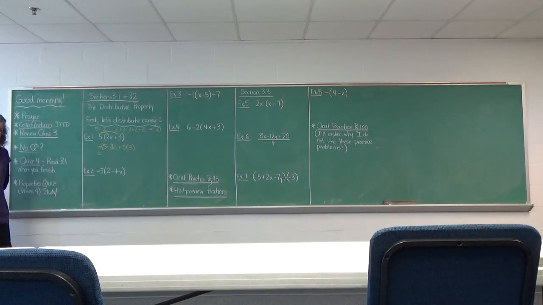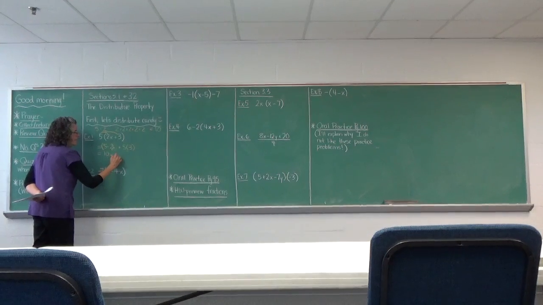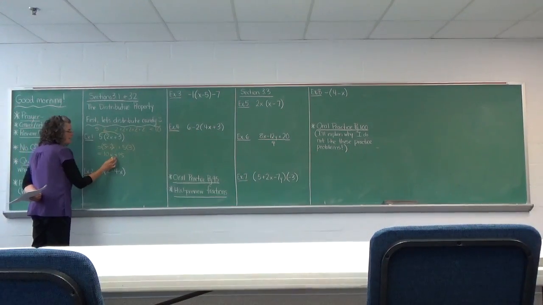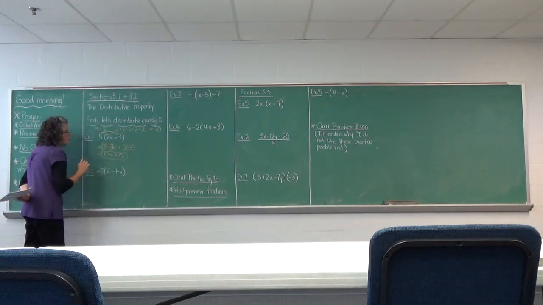I just associated it, didn't I? So what is 5 times 2? 10. So this is just 10x plus 15. There's nothing else I can do there because I can't add these two together. And that's my answer. Okay?